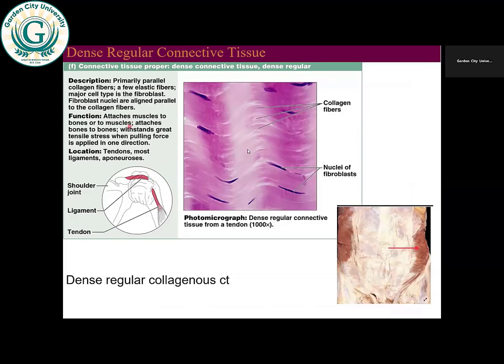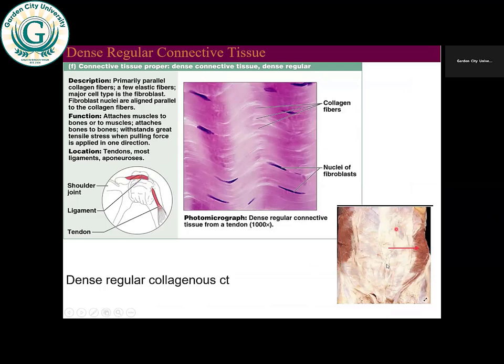So this one is dense regular. See the fibers, they are arranged in one direction. So we say that the tendons, the ligaments, this one here is a tendon, connecting a muscle to a bone. This is a ligament, connecting a bone to a bone. They are all dense regular.